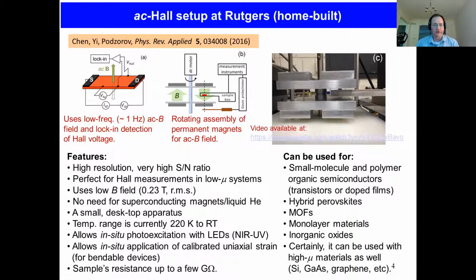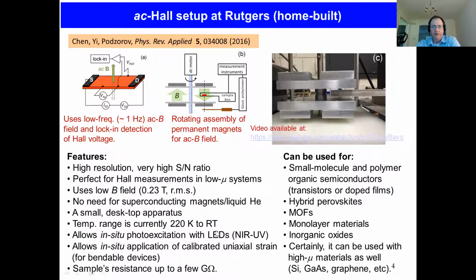So here I listed some good features of this setup. So now we can resolve Hall effect in many low mobility systems, and I list some of them here. But also what is important is that the system uses small magnetic field. The magnetic field here in our case is less than 1/4 of a Tesla. And we don't need any superconducting magnets. We don't need liquid helium and so on. It's a small convenient setup. And recently we have upgraded it so that we can do temperature variable measurements.